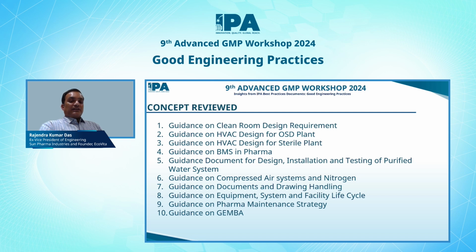Then it comes to equipment life cycle. More recently, managing equipment throughout the life cycle is becoming a challenge because technology is getting upgraded rapidly, and maintaining the equipment over its life cycle has become very critical and crucial. So this guide specifically talks about it. Then comes the maintenance strategy. Maintenance is a very critical process in pharma plants, and this guide talks about the different practices and systems that need to be followed.